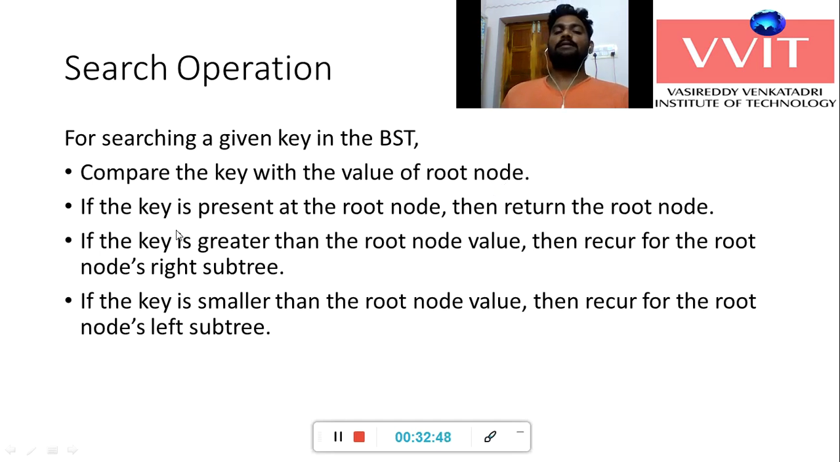That key is equivalent to the root node. Simply we can stop the searching procedure, then return the root node. That means we can simply display a message like the given node is present in the binary search tree. That is step 1 and 2.